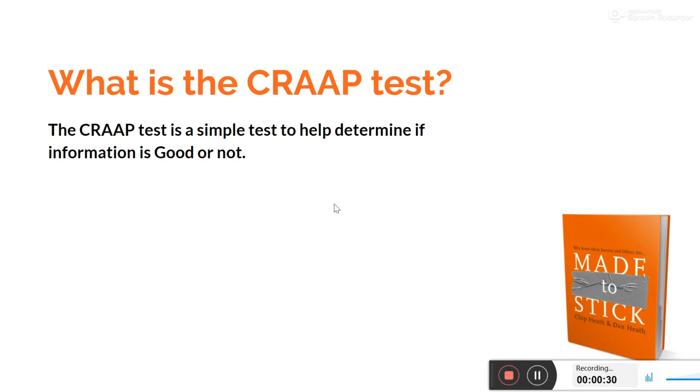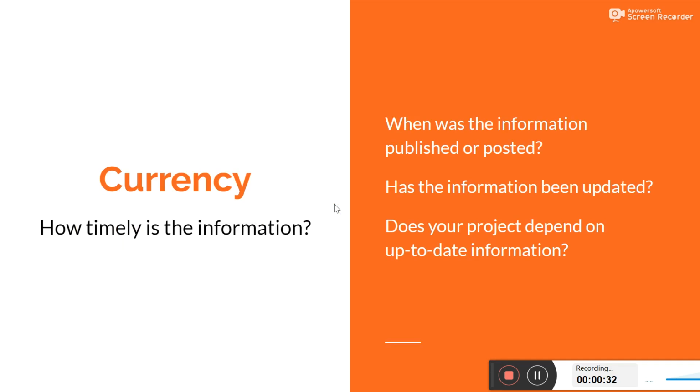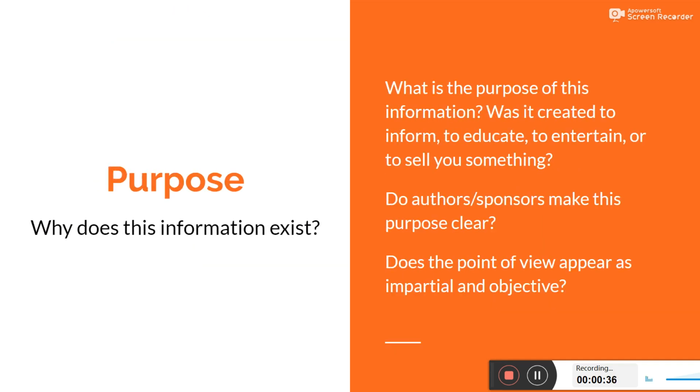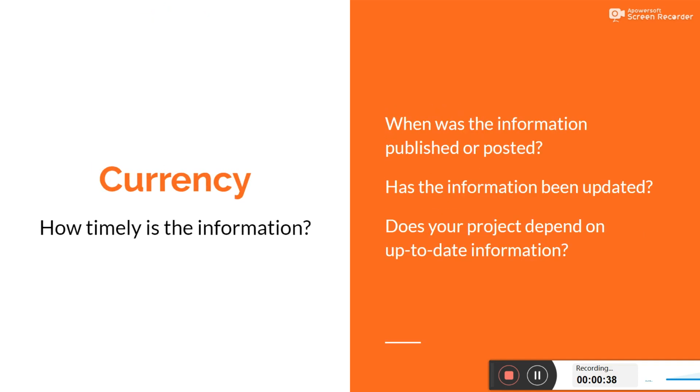So what does CRAAP stand for? It stands for currency, relevance, authority, accuracy, purpose. So I'm going to explain what each of these individually mean. And after I've done that, you're going to move on to the worksheet, which I will explain too.